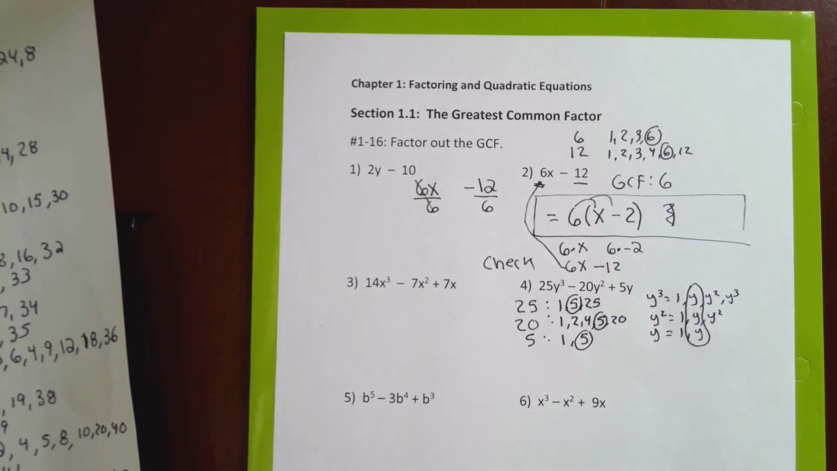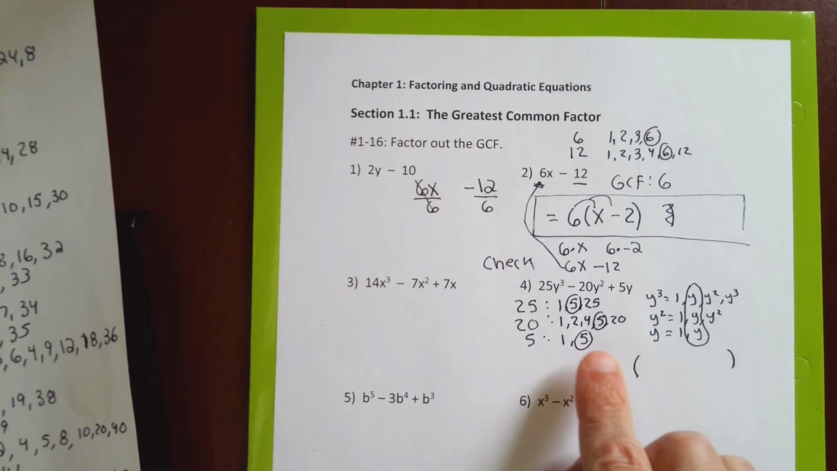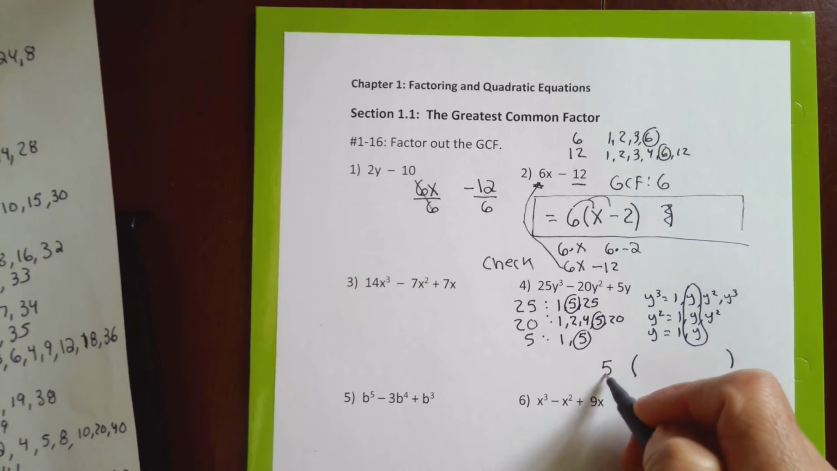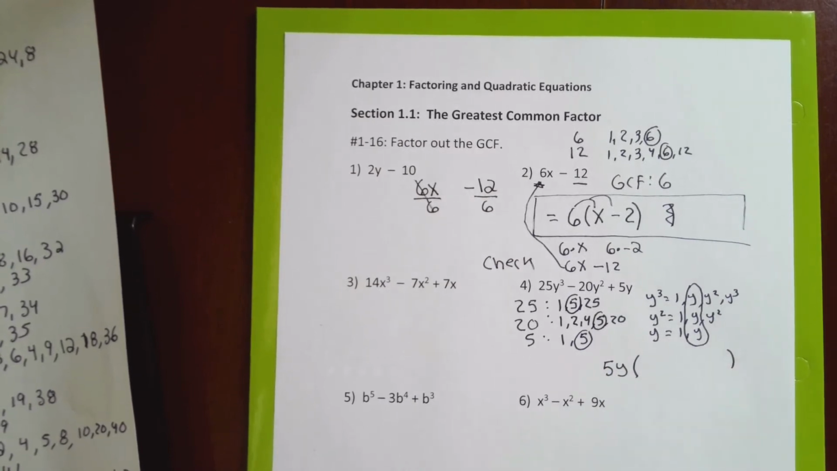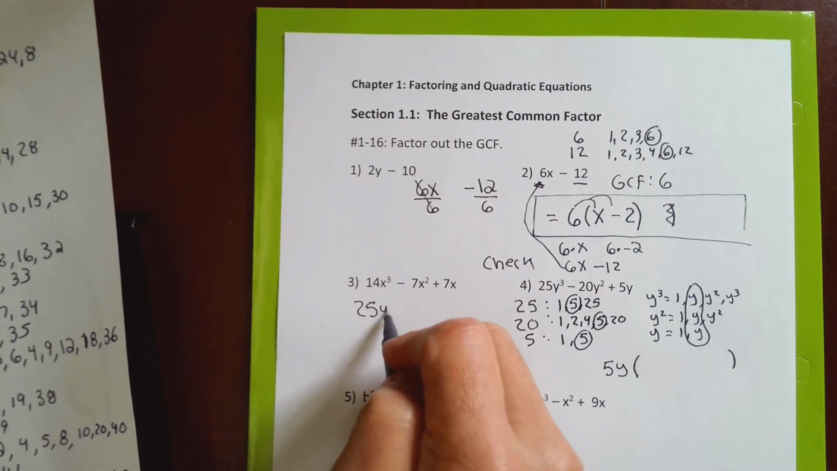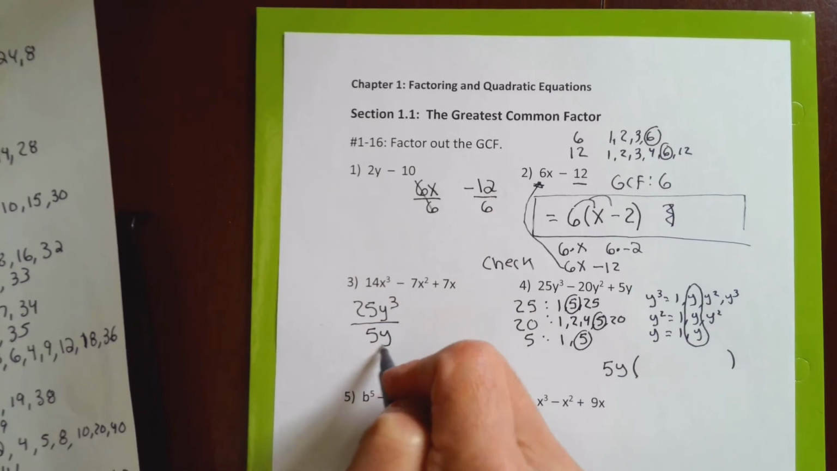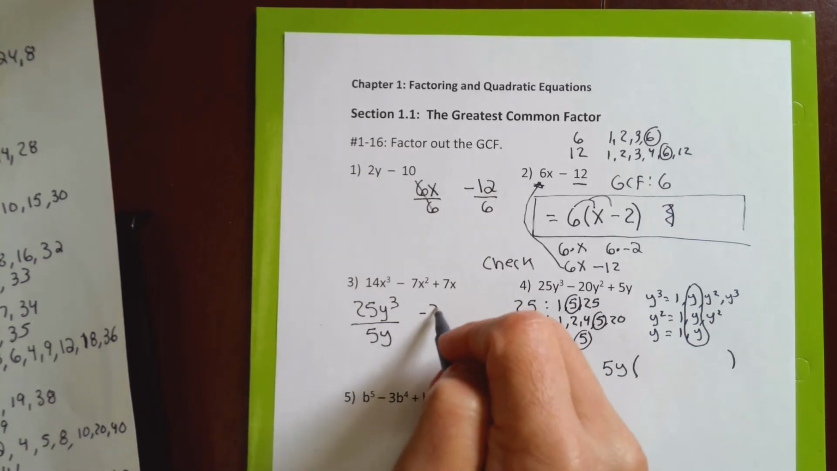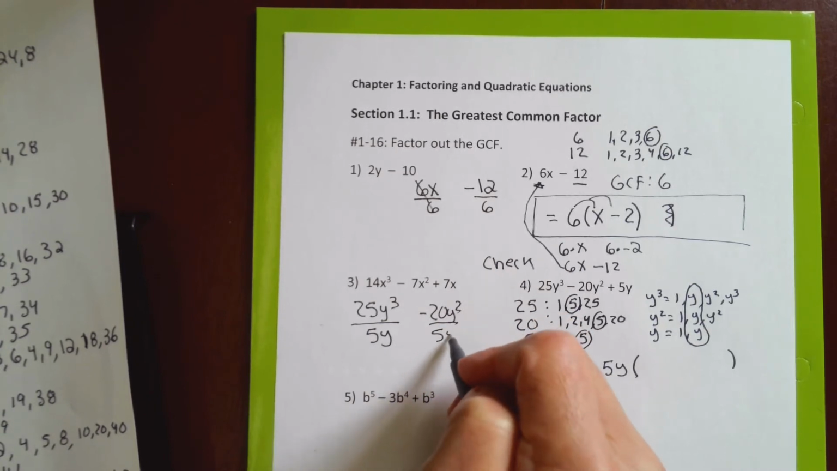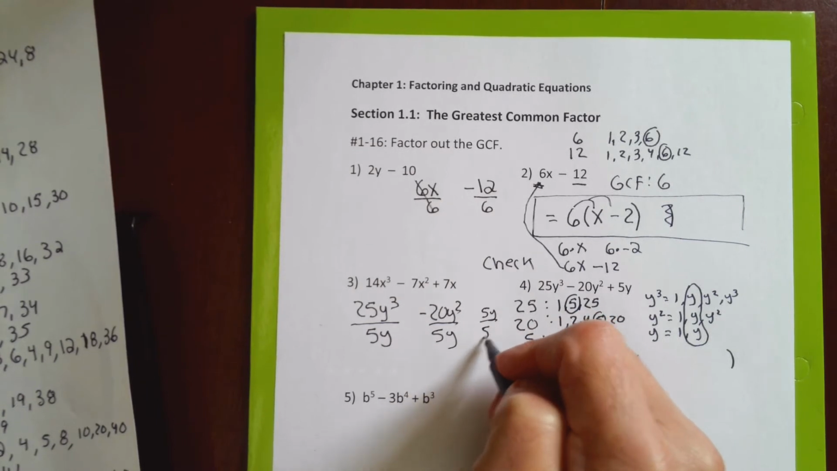So now I'm going to rewrite this problem. I'm going to create a parentheses, and I'm going to put the common factor of 5y to the left of the parentheses. Then inside the parentheses, I'm going to divide each of the terms in the original problem by 5y. I'm going to take the 25y cubed and divide it by 5y. I'm going to take the minus 20y squared and divide it by 5y, and I'm going to take the 5y and divide it by 5y.